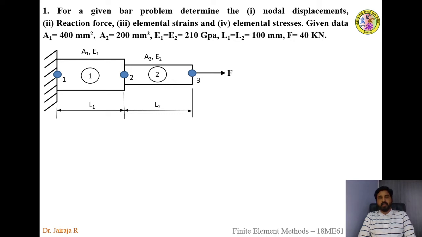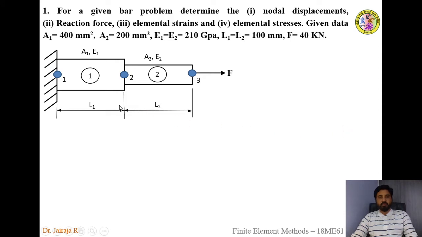Given data: A1, area for the element 1, is 400 mm square, area for the element 2, A2, is 200 mm square, and both elements are made up of same material. So E1 and E2 is equal to 210 gigapascal, and both element lengths are same. L1 is equal to L2 is equal to 100 millimeter, and force F 40 kilonewton is applied at node 3.